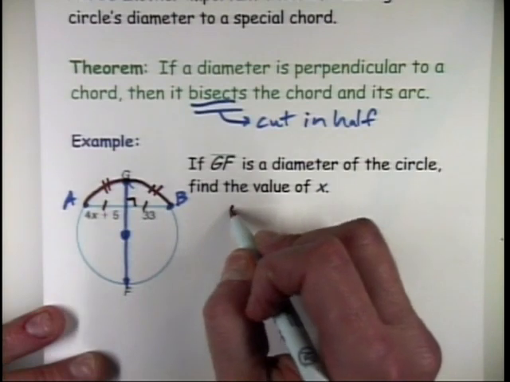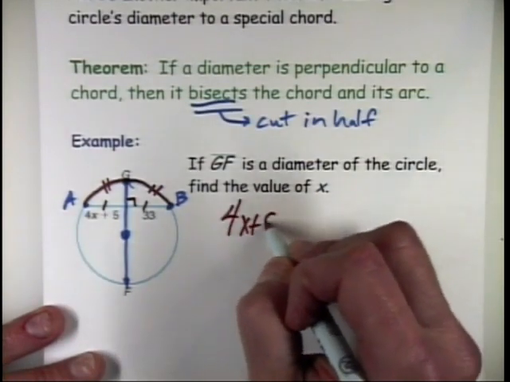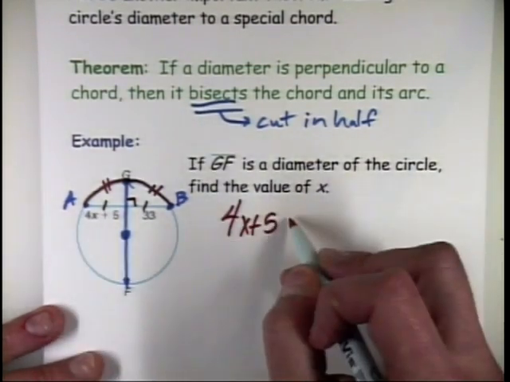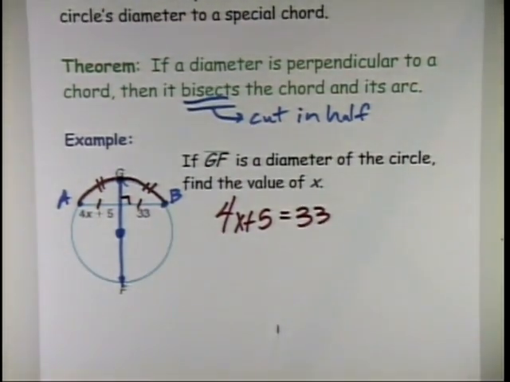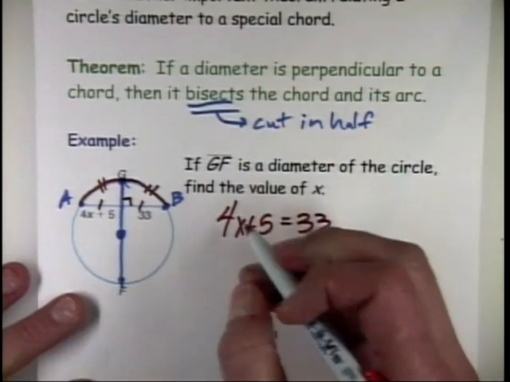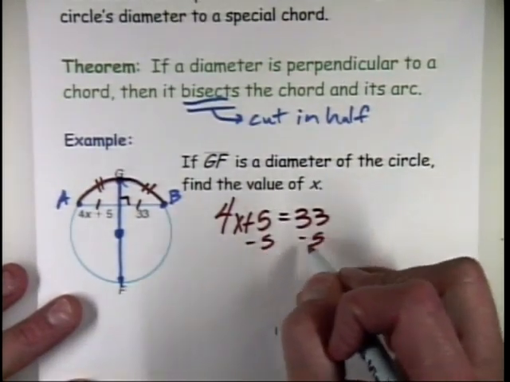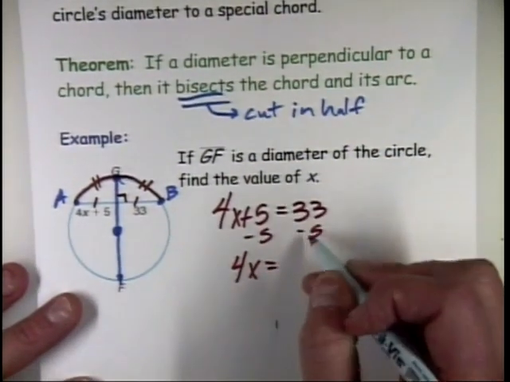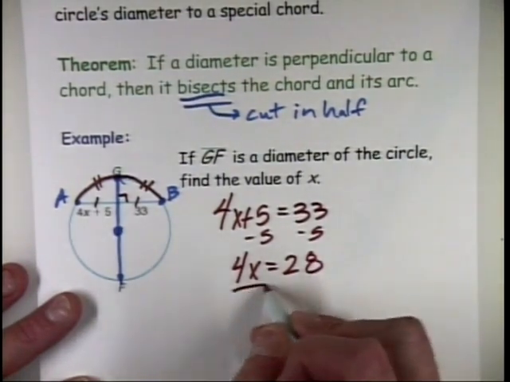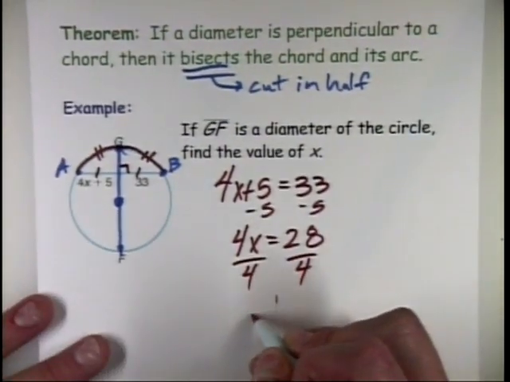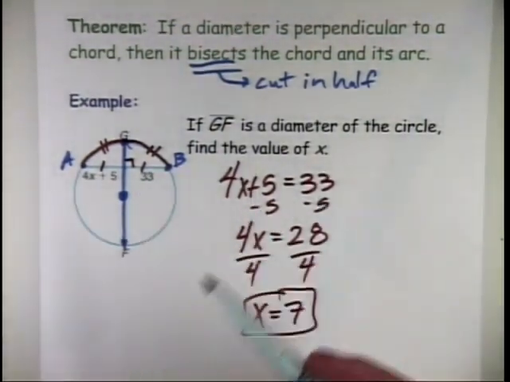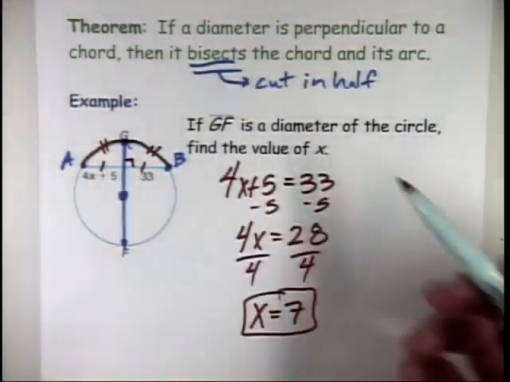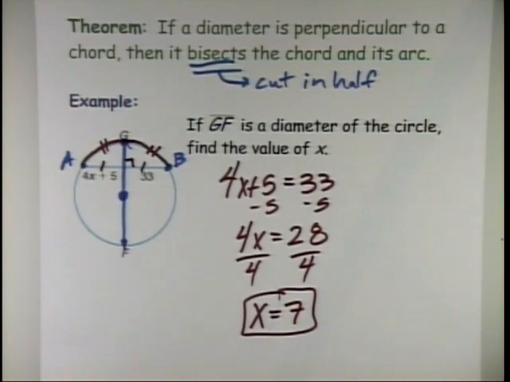So we could take our expression there, 4x plus 5, and we know it has to be congruent, so they have the same measure as 33. Now we've set up our little algebraic equation, and all we have to do is solve. So I'll subtract 5 from both sides, and I get 4x equals 33 minus 5, which is 28. Dividing both sides by 4, we get x is 7. And there are no units up here, so we don't have to worry about calling it inches or anything.